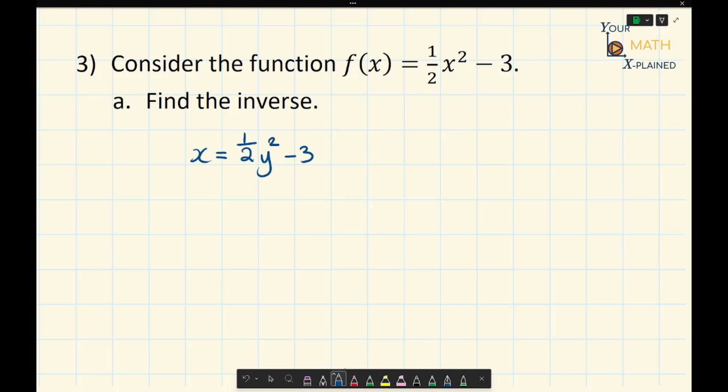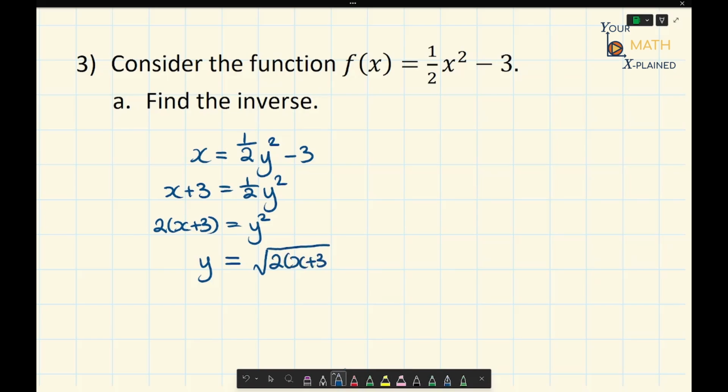We're going to move the 3 over, and that gets us x plus 3 is equal to 1/2 y squared. Multiplying both sides by 2 will give us 2 times x plus 3 is equal to y squared. And then finally, we're going to take the square root of both sides. So we end up with y is equal to the square root of 2 times x plus 3.